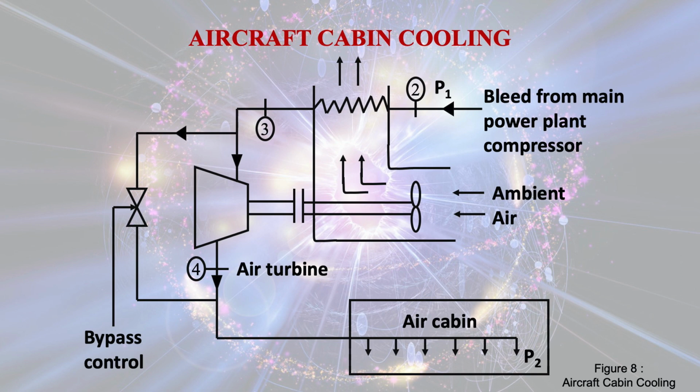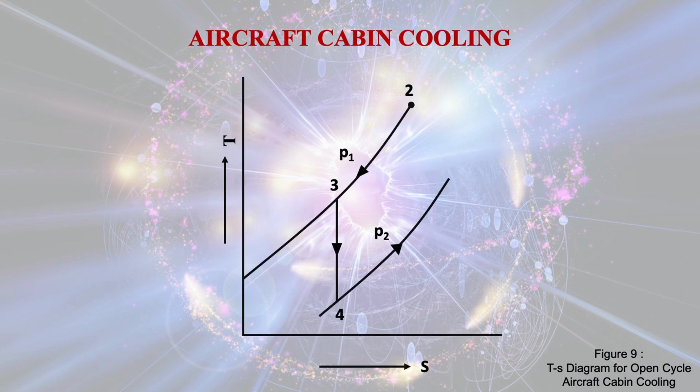This is the schematic diagram. If you look at it, then you will find how it works. So this is the diagram for the open cycle aircraft cabin cooling.